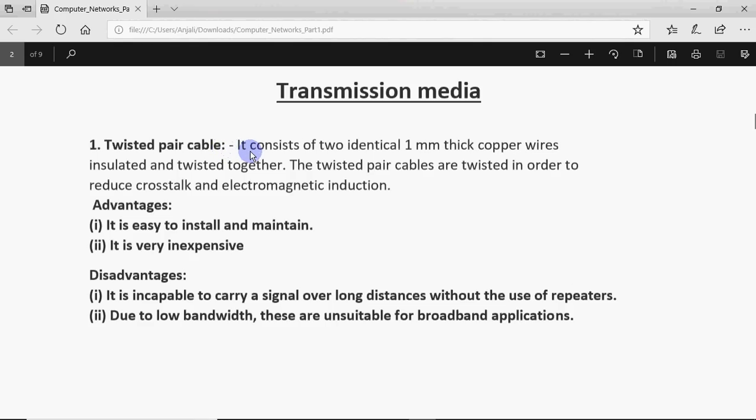It has very thin copper wires, which is 1 mm only, and the wires are twisted around each other, and they are in a plastic covering that is called twisted pair cable. So it's very inexpensive. That's one of its advantages, and it is easy to install and maintain. So the major advantages is that it has a reduced crosstalk, means the disturbance in the signals is less. Then it is easy to install and maintain, and it is very inexpensive. This is the cheapest cable we have out of all transmission medias.